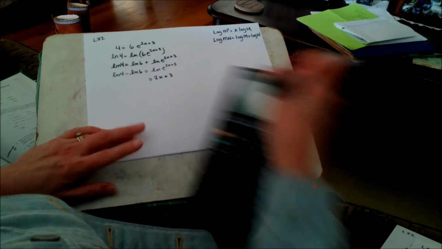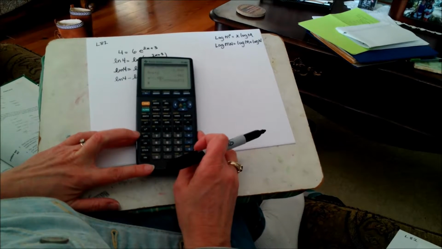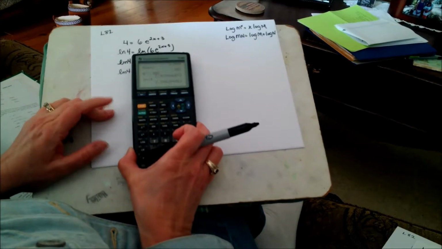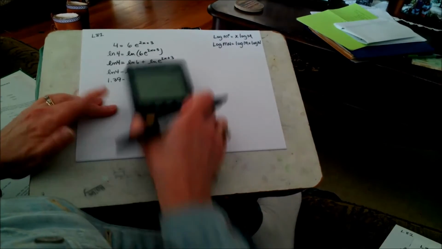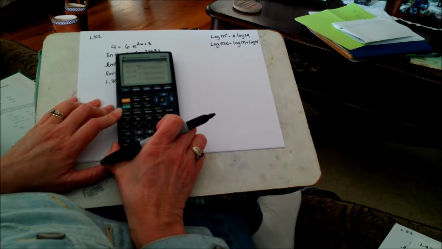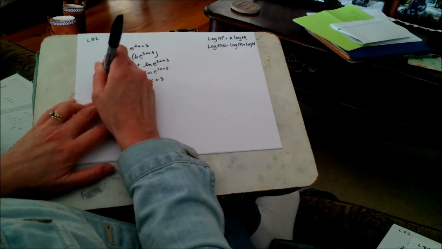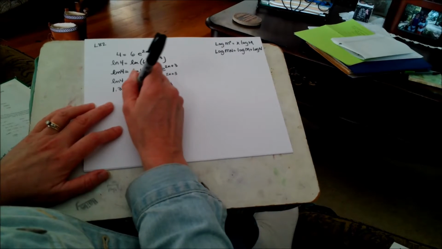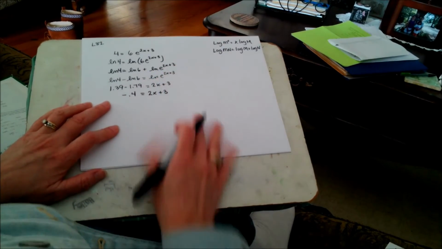So we need our calculator to know what the natural log of 4 is, and that's 1.39. 1.39 minus the natural log of 6, which is 1.79. So when I subtract that, I'm going to get negative 0.4 equals 2x plus 3.